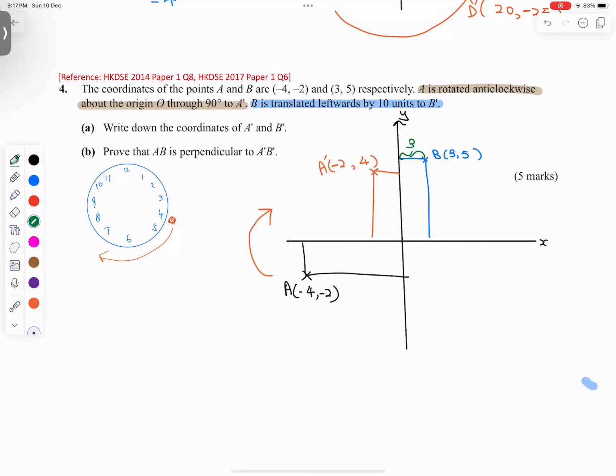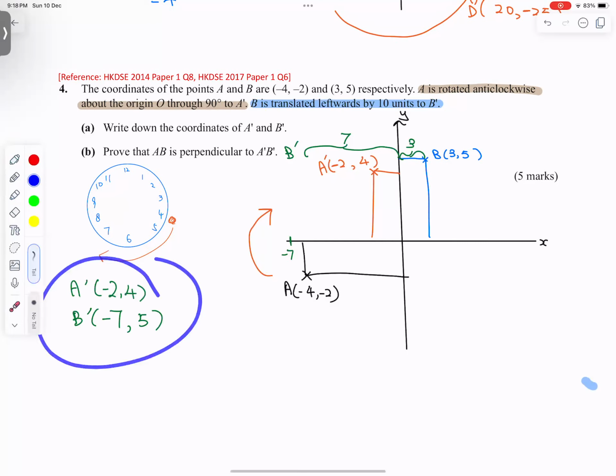Will your height change suddenly? You're just going to the left side. So no, height will not change. So it becomes -7 and 5. You have all the coordinates now. Now what's the question say? Is AB perpendicular to new A and new B?